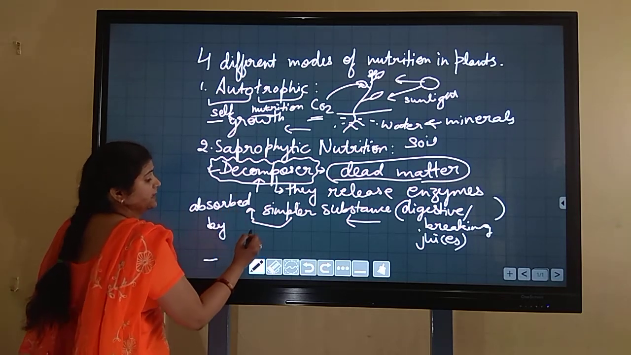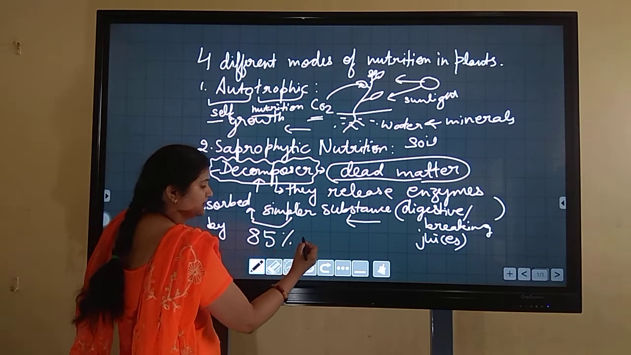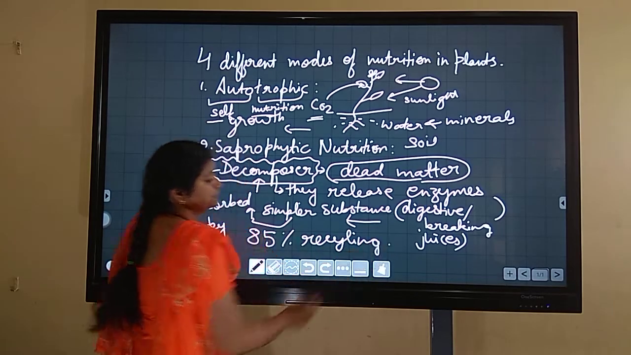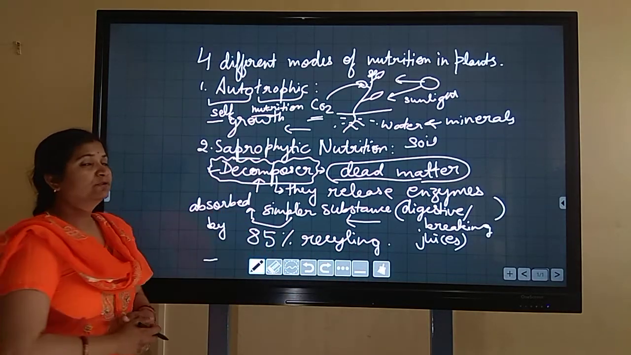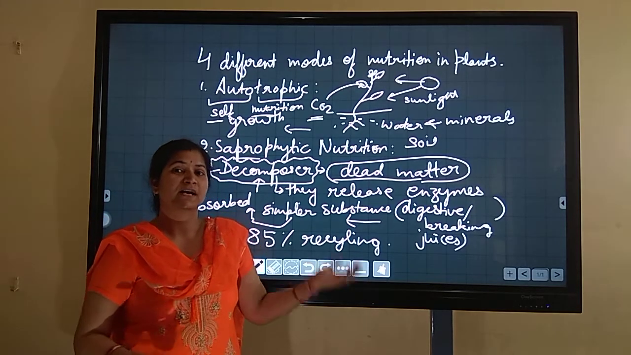This is also the mechanism of 85% of the recycling which is happening in nature. Saprophytes are helpful in recycling the dead matter and turning the nutrients again into the soil.